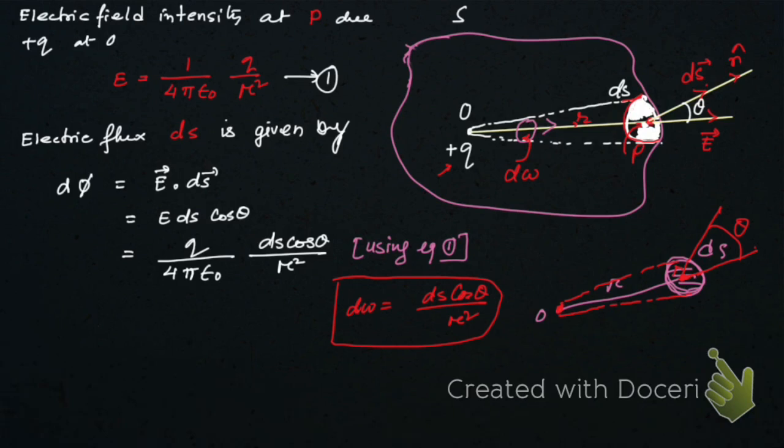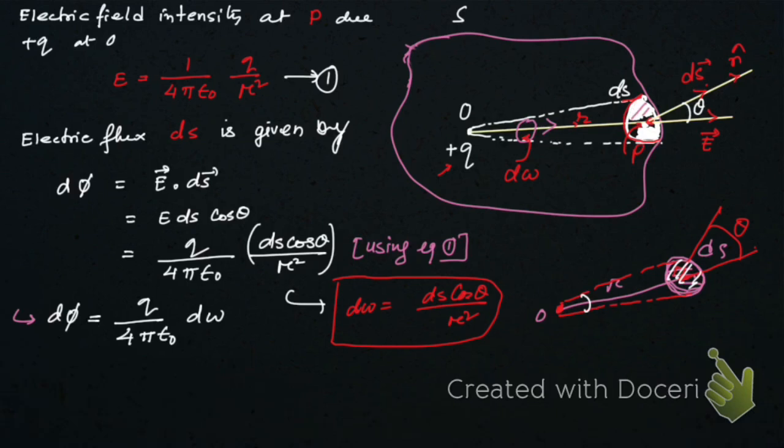So we can now write this d phi is equal to q by 4 pi epsilon naught d omega. So this is replaced by this expression, right? Now you see, this is the electric flux through this small surface element only.